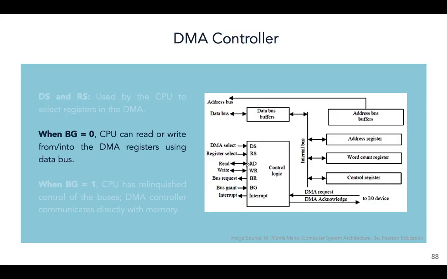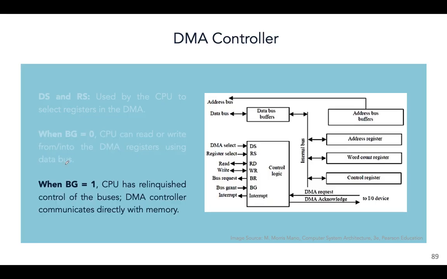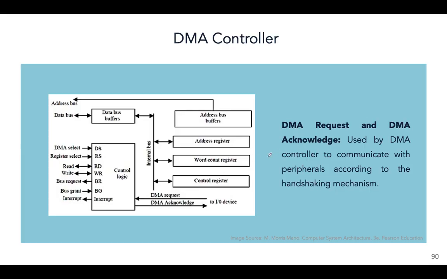Now when BG is equal to 0, that is when bus grant is 0, CPU can read or write from or into the DMA registers using the data bus. When BG is equal to 1, CPU has relinquished control of the buses, and then DMA controller communicates directly with memory. Alright, DMA request and DMA acknowledge, again these are important lines.